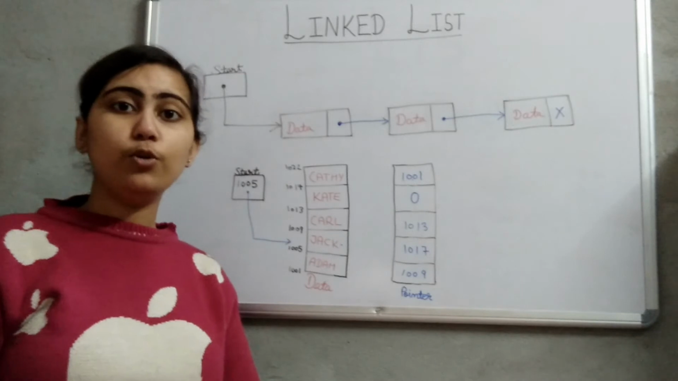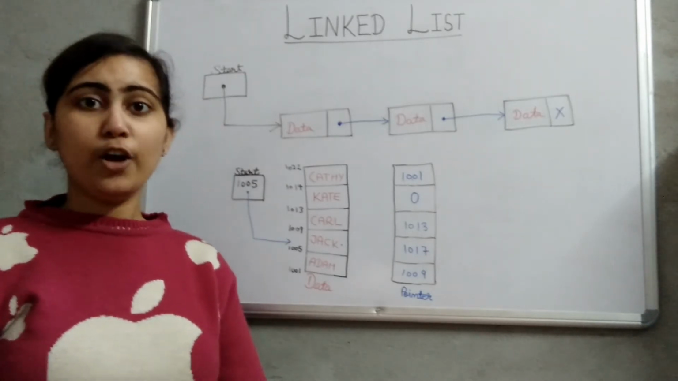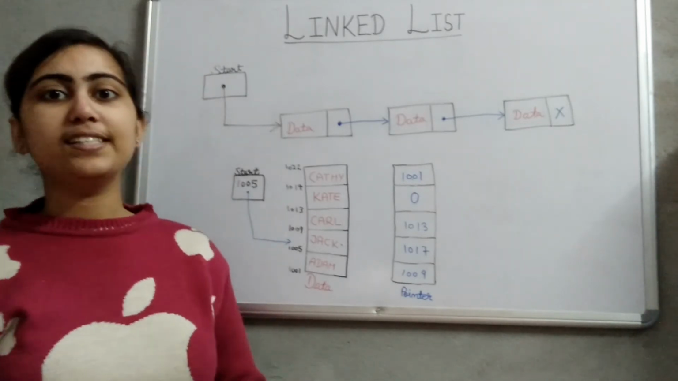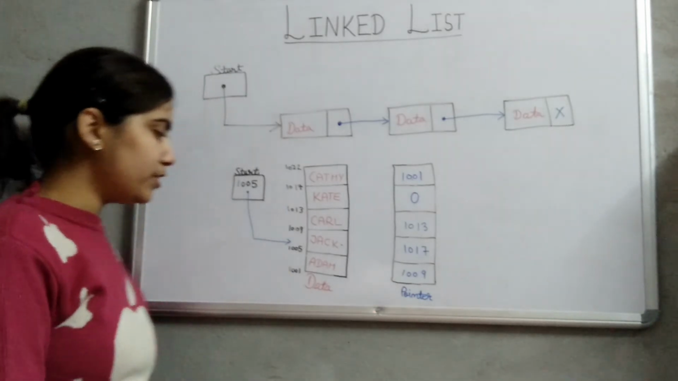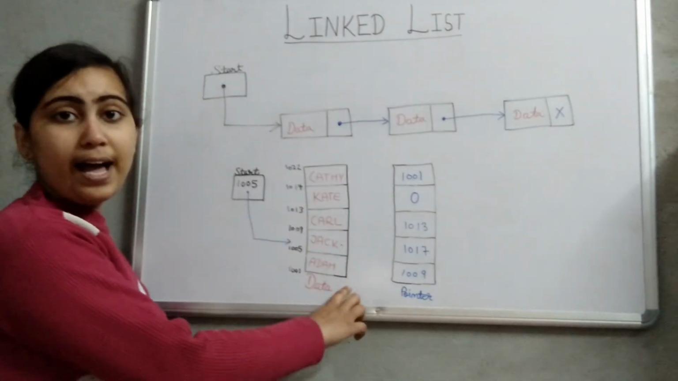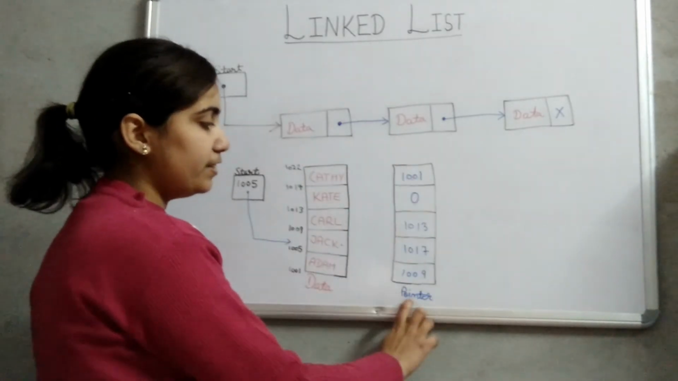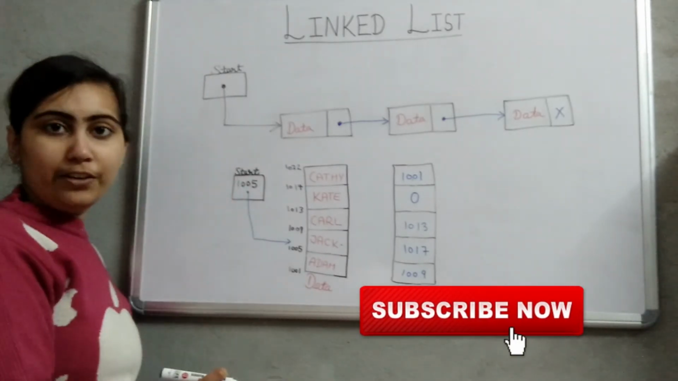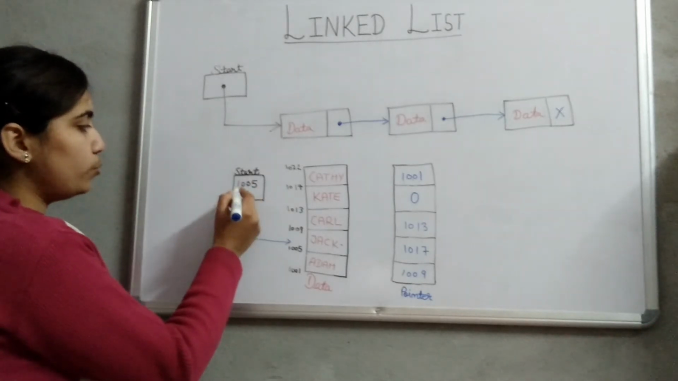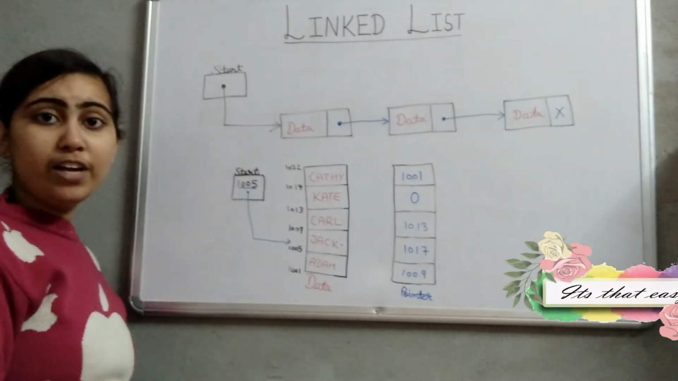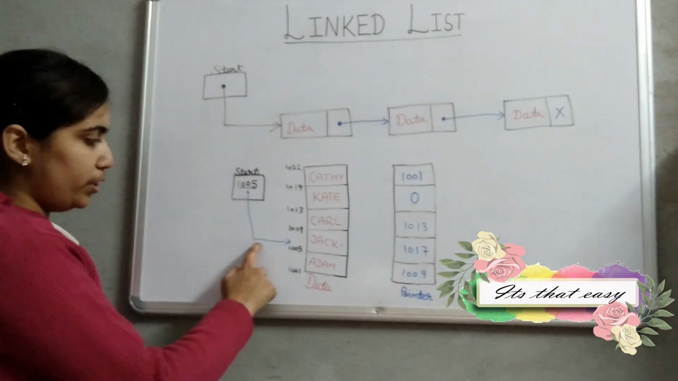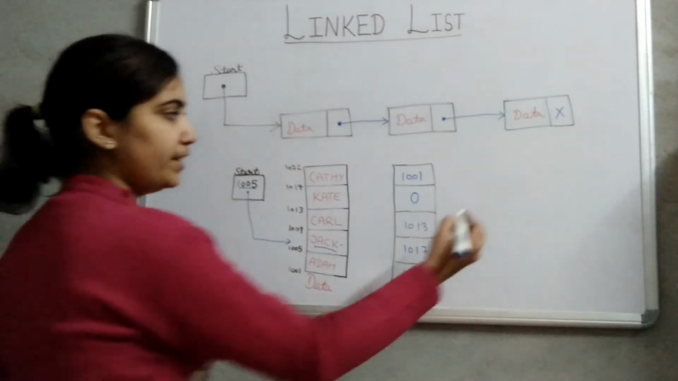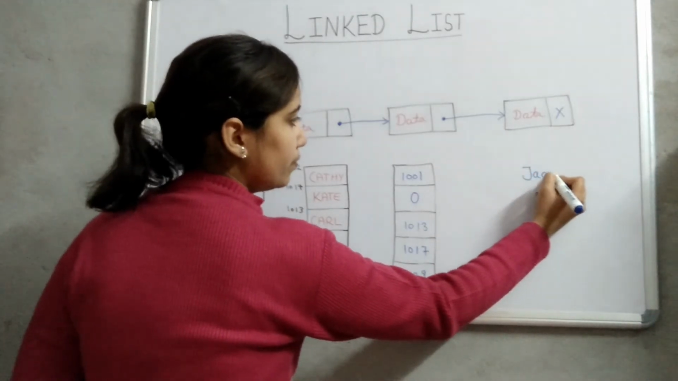Now let's see if we want to traverse the linked list. First of all, we need to represent it in the form of memory. For this I'm taking 2 arrays. The first array containing data and the second array containing pointers. So we have a start pointer here. Start pointer points towards the address 1005. If we go to 1005, we see a data here. That is Jack. So let's write it here.